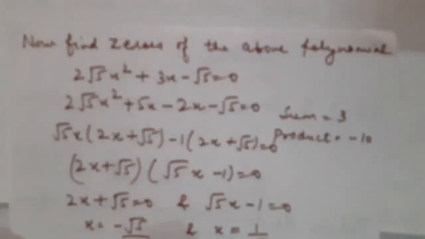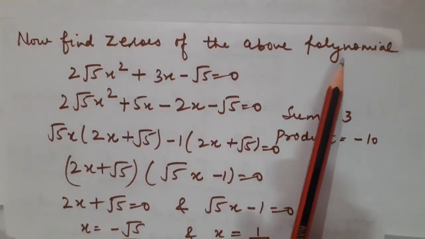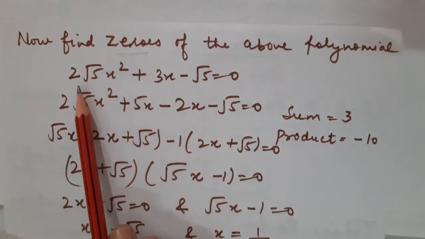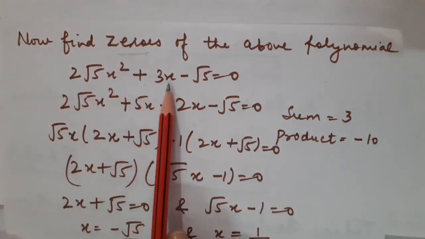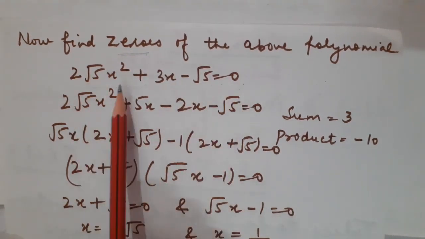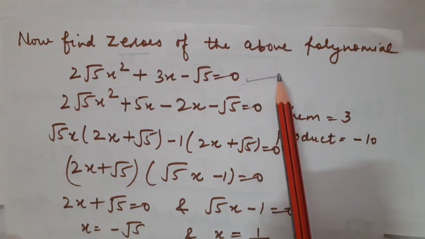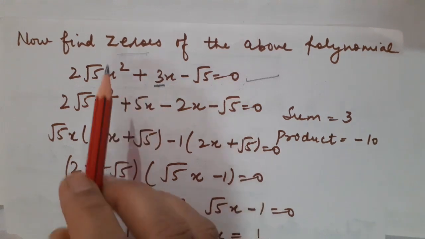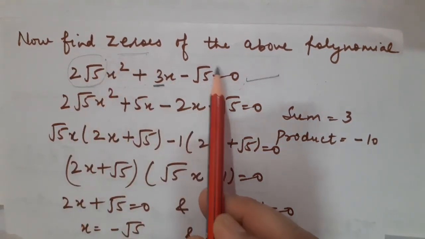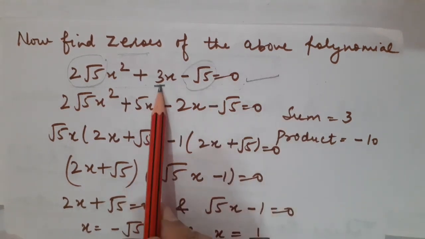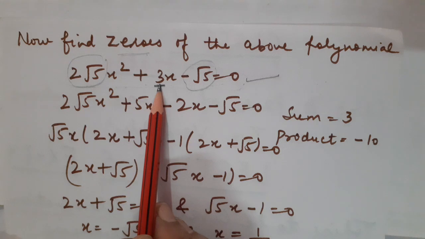Now children, why did I put that quadratic polynomial equal to 0? Because I wanted to find the zeros of that quadratic polynomial. So this is 2 root 5 x square plus 3x minus root 5 is equal to 0. One more thing we have been asked to solve in it, that we have to find out the zeros of this quadratic polynomial. Again, the sum is 3 and what would be the product? 2 root 5 into minus root 5, that is minus 10 will be the product. So I am going to split the middle term in such a way so that the product should be minus 10 and the sum should be 3.